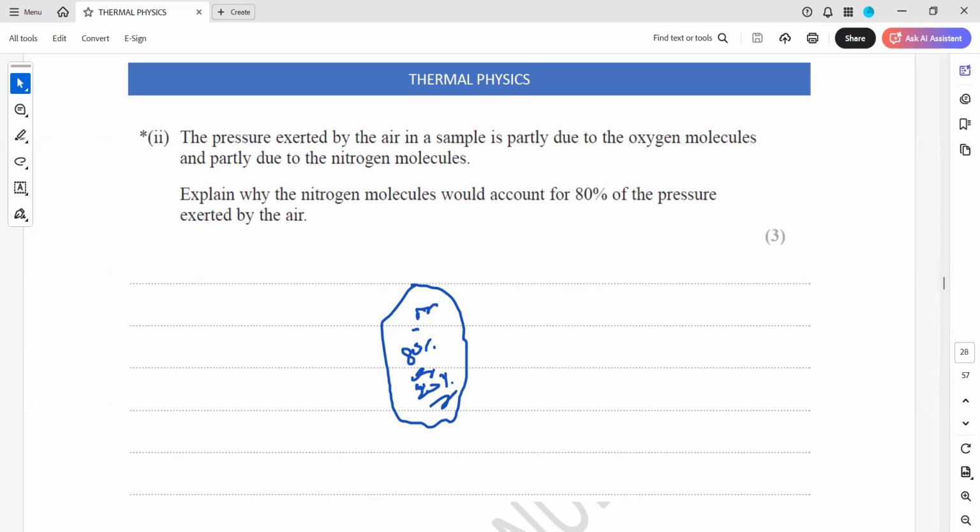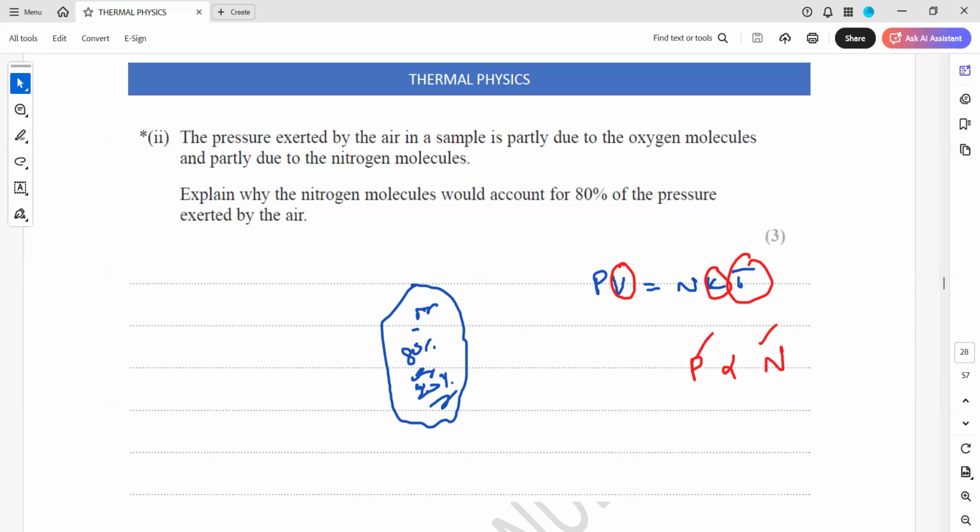So we have the general gas equation, PV equals NkT. You can see the volume of the lungs is the same for both nitrogen and oxygen. It's not changing. Temperature is also the same. This constant is also the same. So the pressure is directly proportional to the number of particles. And because 80% is nitrogen, there is a greater number of nitrogen particles as compared to oxygen. That is why the nitrogen will contribute more pressure. Let's say 100,000 Pascal is the pressure from inside, but 80% of the pressure is due to nitrogen because it has a greater number of particles.